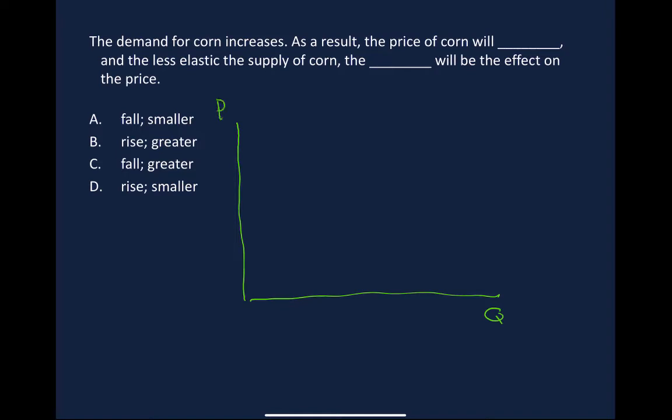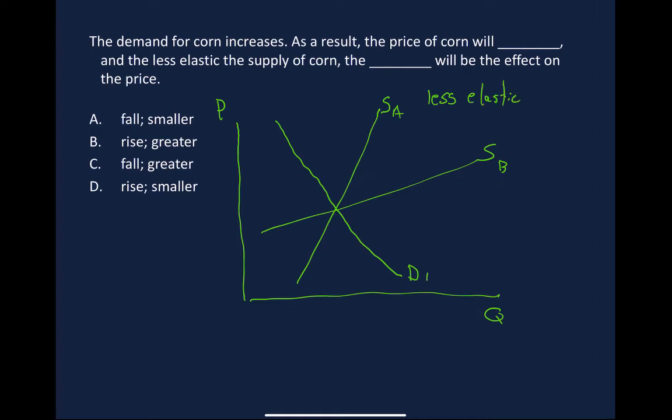Let's draw two supply curves. We're going to draw one supply curve that represents the less elastic supply curve, and another supply curve that represents the more elastic, where producers are able to be more responsive to a price change. And here we have an increase in demand. So let's say we've got supply A, supply B. This one is less elastic, and this one is more elastic. And we get this increase in demand.